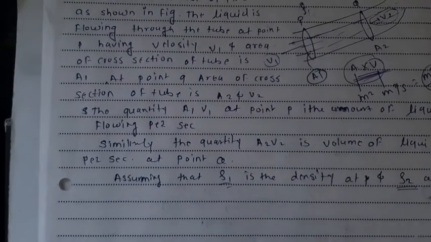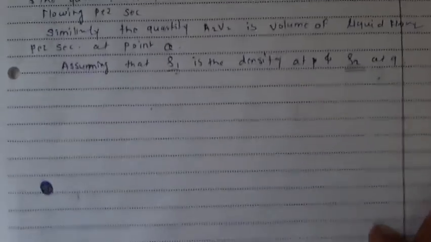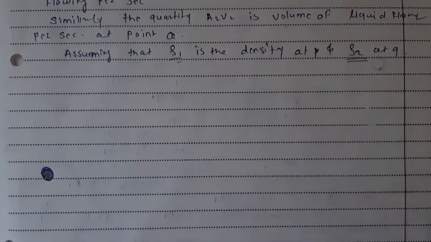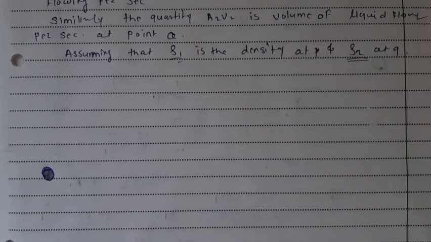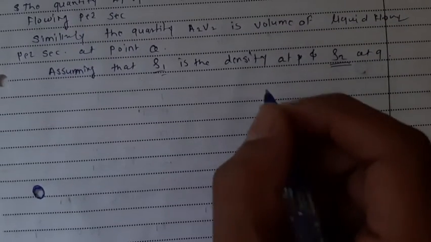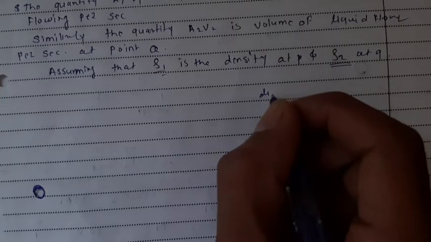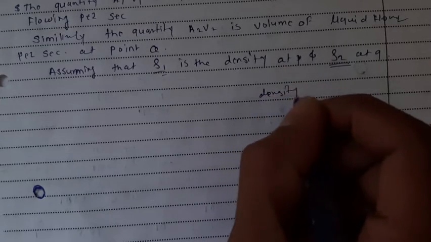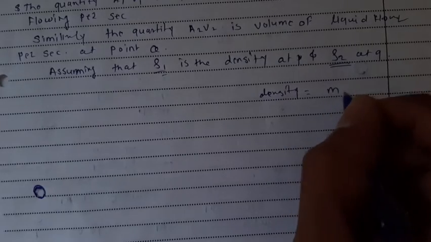Now see, what we have to consider here is that we are assuming the liquid has a different density at point P and point Q. If I consider this, what is the formula for density? Density is nothing but mass upon volume.